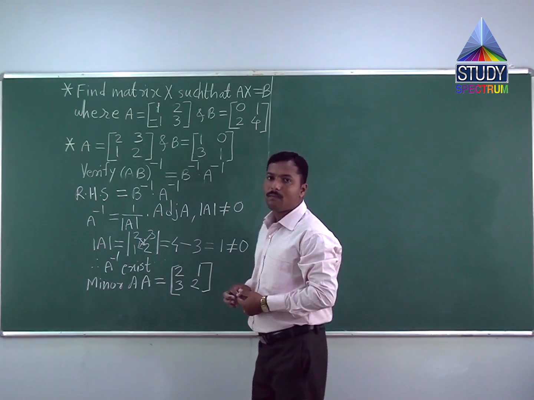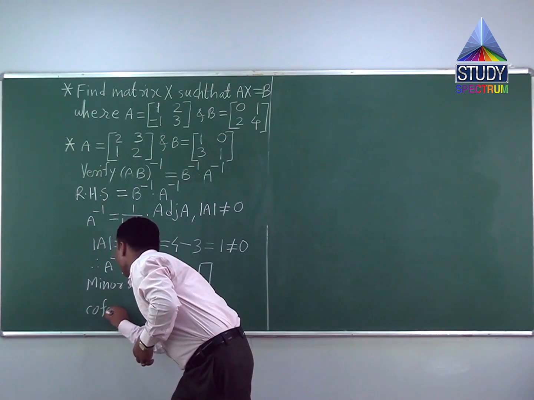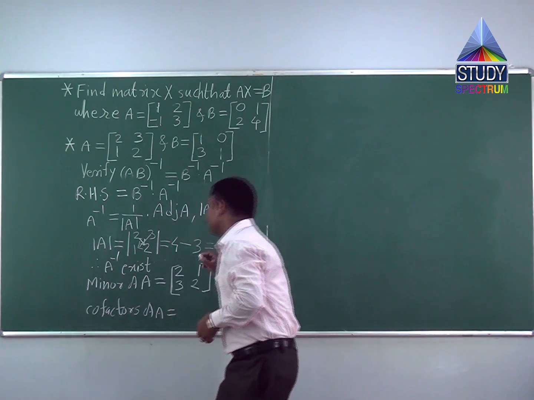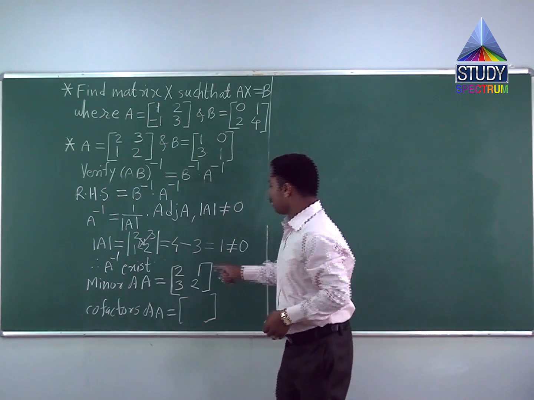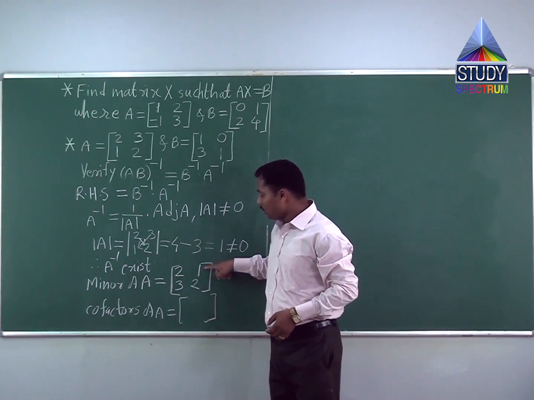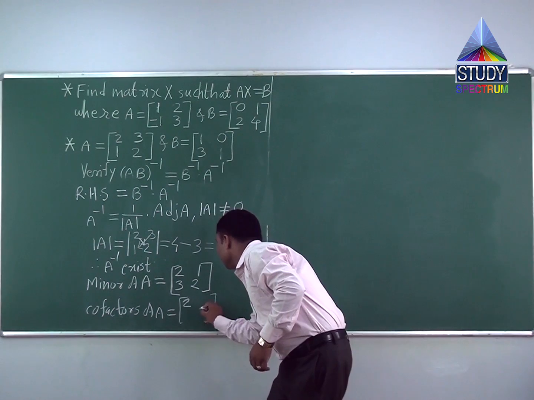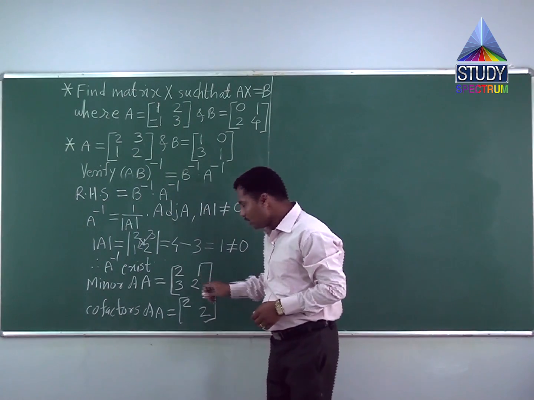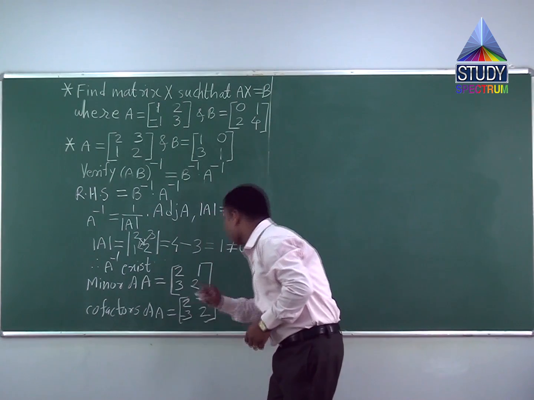By using this minor of matrix A, we find the cofactors of A. What are the cofactors of A? Use the same idea: no change in the diagonal numbers, only change the signs of the non-diagonal numbers. These two stay as they are, and only 1 and 3 change sign. Here is plus 1, so minus 1. Here is plus 3, which becomes minus 3.